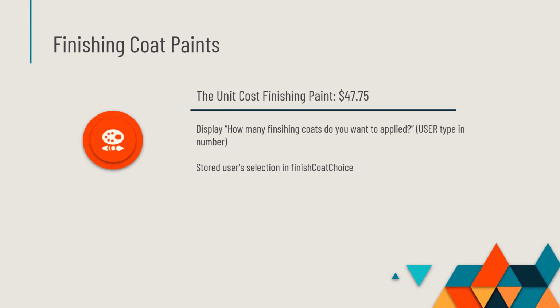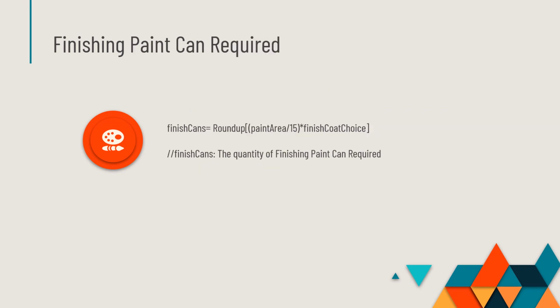To calculate the finishing coat paints, the unit cost of finishing paint is $47.75. It will display how many finishing coats do you want to apply, and then the user types in a number, and the number will be stored in finish coat choice. So the quantity of finishing paint cans required will be paint area divided by 15, and then multiplied by finish coat choice, and the result will be rounded up. Then we get the finish can, which is the quantity of finishing paint cans required.